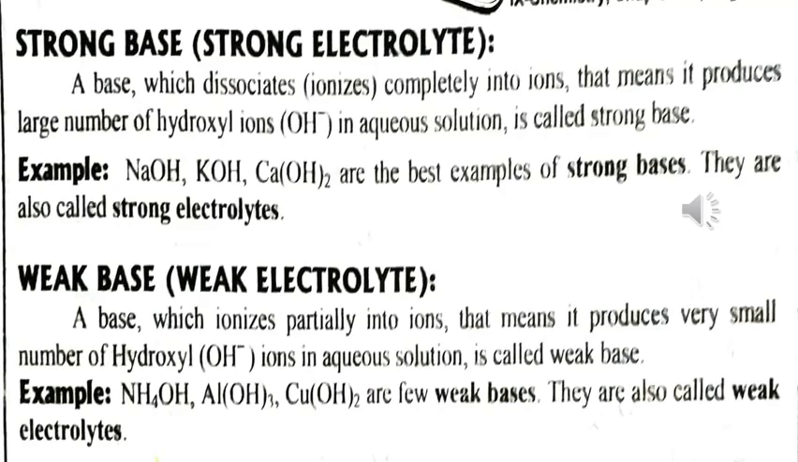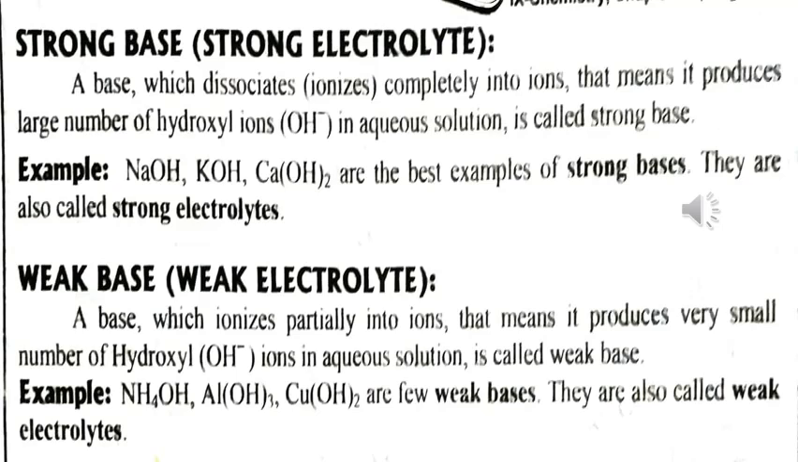Strong base, strong electrolyte. A base which dissociates or ionizes completely into ions, that means it produces a large number of hydroxyl ions, OH negative, in aqueous solution, is called a strong base. For example, sodium hydroxide, potassium hydroxide, KOH, calcium hydroxide, Ca(OH)2, are the best examples of strong bases. They are also called strong electrolytes.